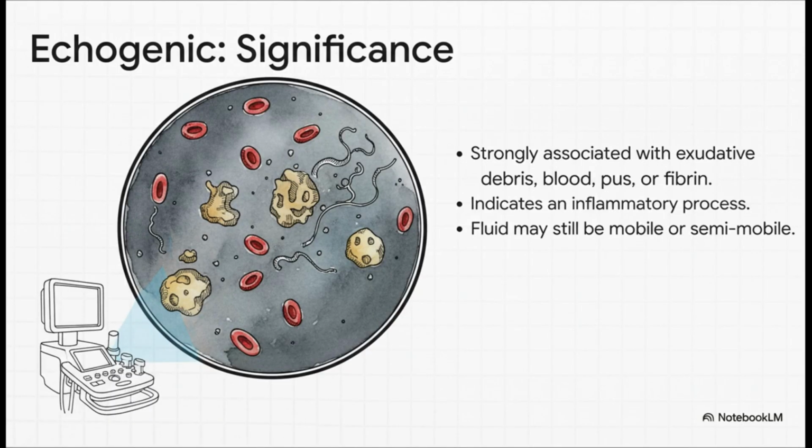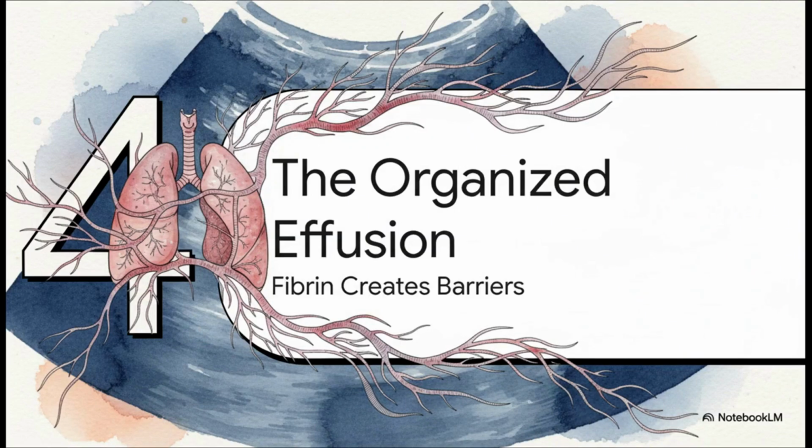Those little echoes are reflections from cellular debris, red blood cells in a hemothorax, pus in an early empyema, or bits of fibrin. Seeing this sign should immediately make you think this is an exudative process. It's a clear signal that something inflammatory is going on, even if the fluid itself can still move around a bit. And that brings us to our third and most complex category, the organized or septated effusion.